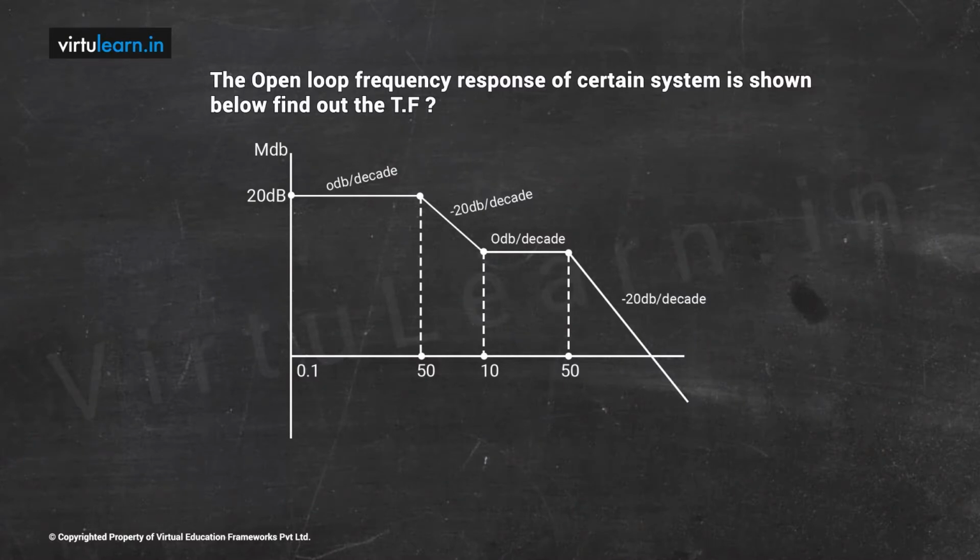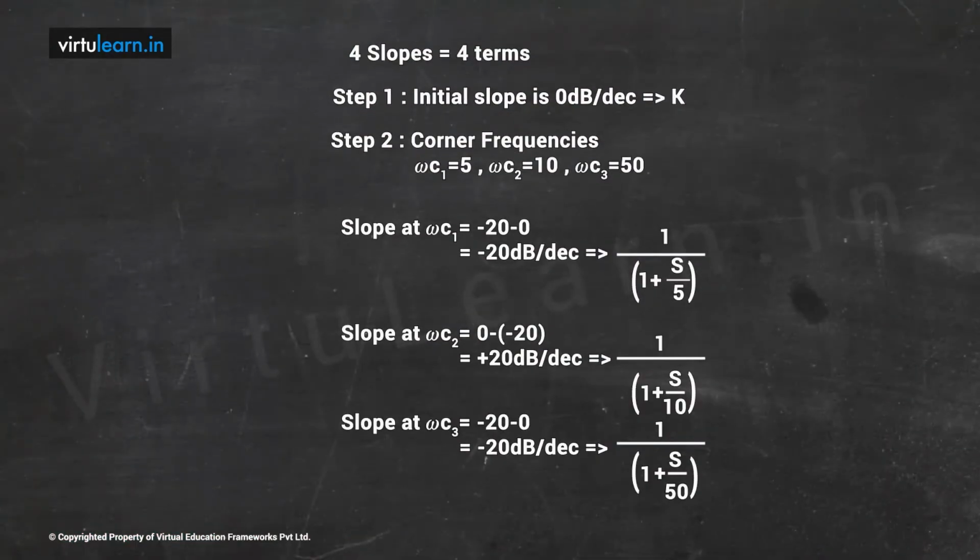We can look at the initial slope. The initial slope is 0 dB per decade. When the initial slope is 0 dB per decade, what will be the corresponding term? It is k. Now step 2, we can look at what are the corner frequencies. So we have corner frequencies 5, 10 and 50. For each and every corner frequency you can find out what will be the term.